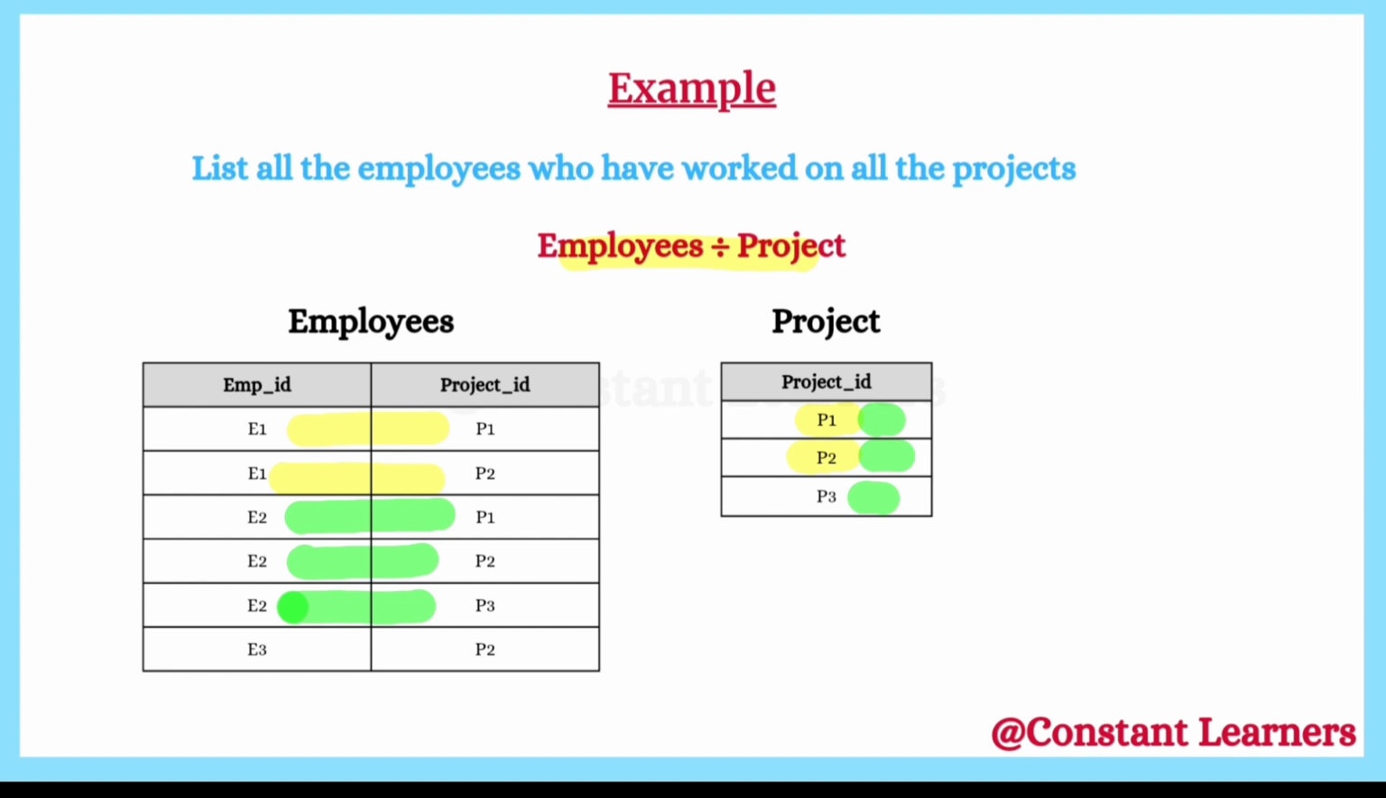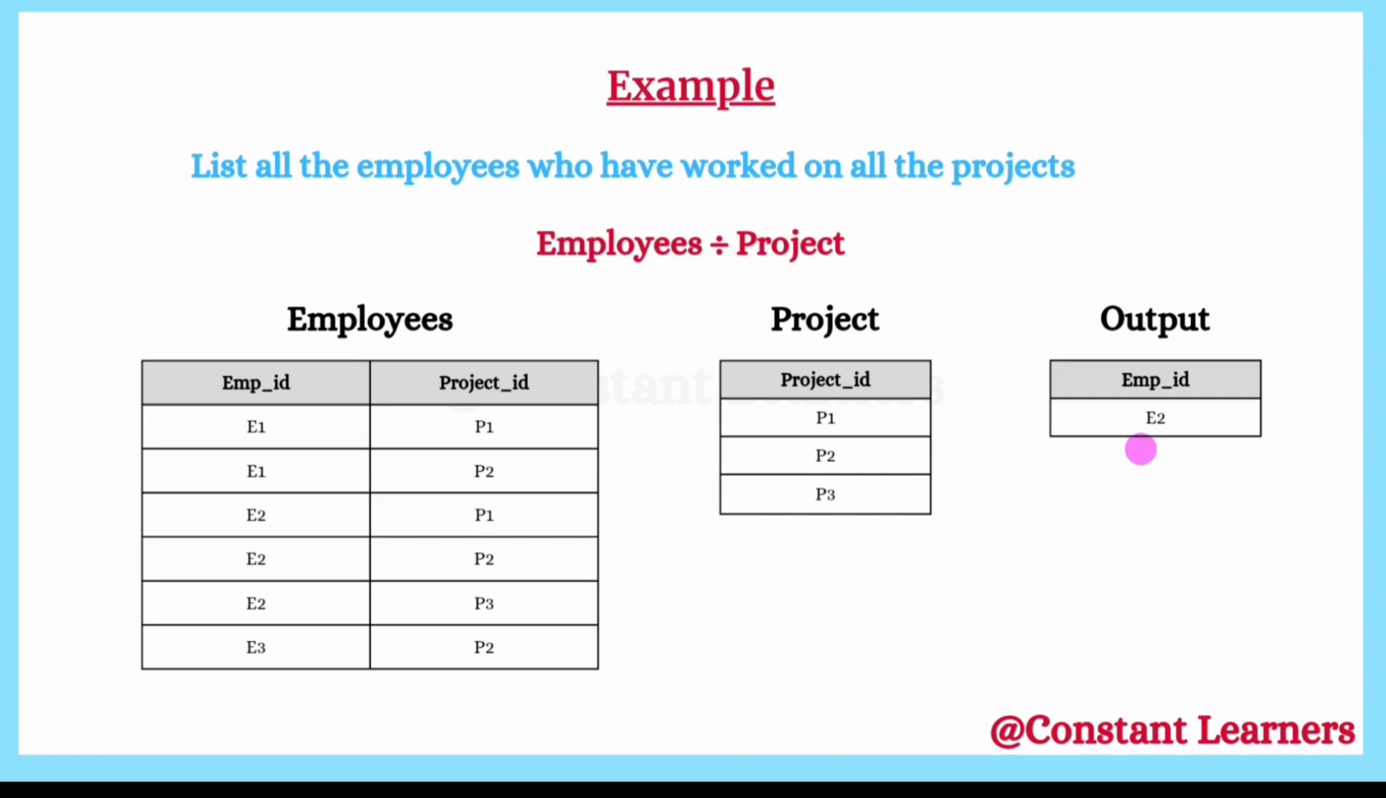Next, we have employee E3 who has worked on project P2, and that's it. He has not worked on any other project, and thus he will also be eliminated from the output. So whenever we take employees divided by project, that is, we perform the division operation, we only get the outcomes with every or all. So the output will be E2, because he is the only employee who has worked on all the projects.